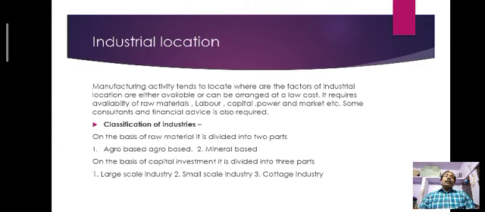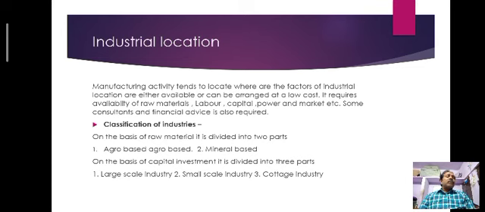Now the next topic is classification of industries. There are mainly three classifications; here I have mentioned only two. First, on the basis of raw materials. It is divided into two parts. One is known as agro-based industry, the other is known as mineral-based industry.